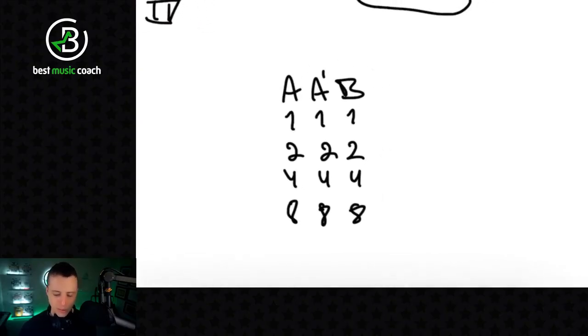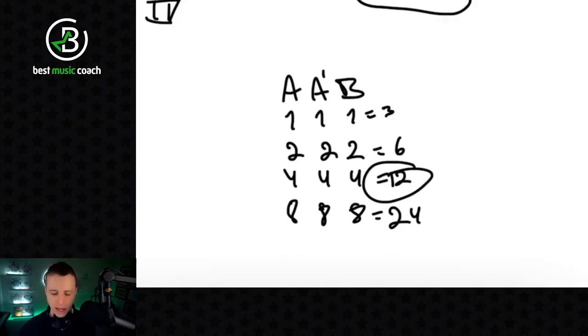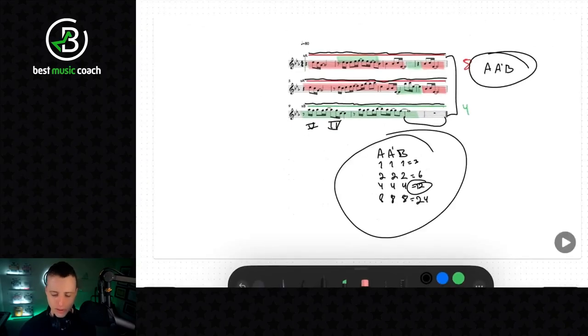I think what's cool about the 1, 1, 1 is it creates an odd number of measures that you're going to cycle through. The 2, 2, 2 creates 6 measures, which is not common that you find 6 measure groupings. The 4, 4, 4, that creates 12. That's pretty common. And then 24, not unheard of, but also 32 would be a little bit more common than 24. So most common is going to be right here at the 4. But you can experiment with all these. Just create an A A prime B form.